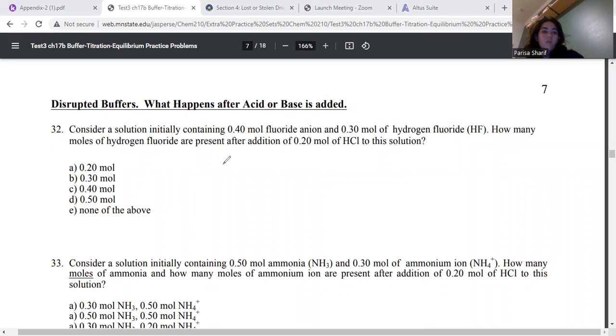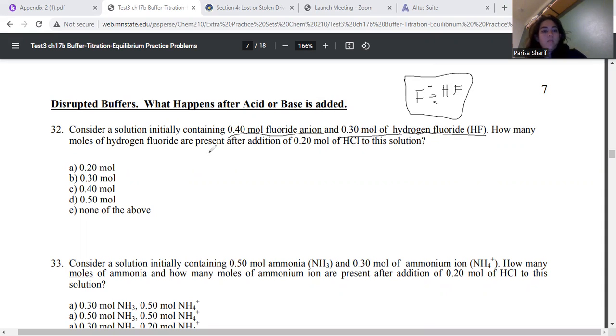The first question says, consider a solution initially containing 0.4 moles of fluoride anion and 0.3 moles of hydrogen fluoride. So I think the best way to do these is imagine them. So this is like a beaker and it has some anion in it and some HF. So what we see is these are the two things in here we know for sure. And they're probably like in equilibrium with each other. And it even tells us the amounts.